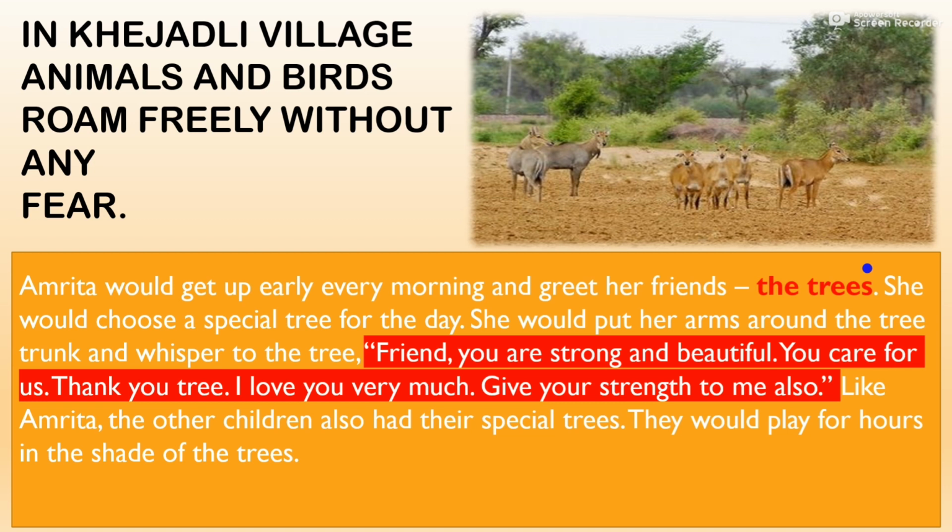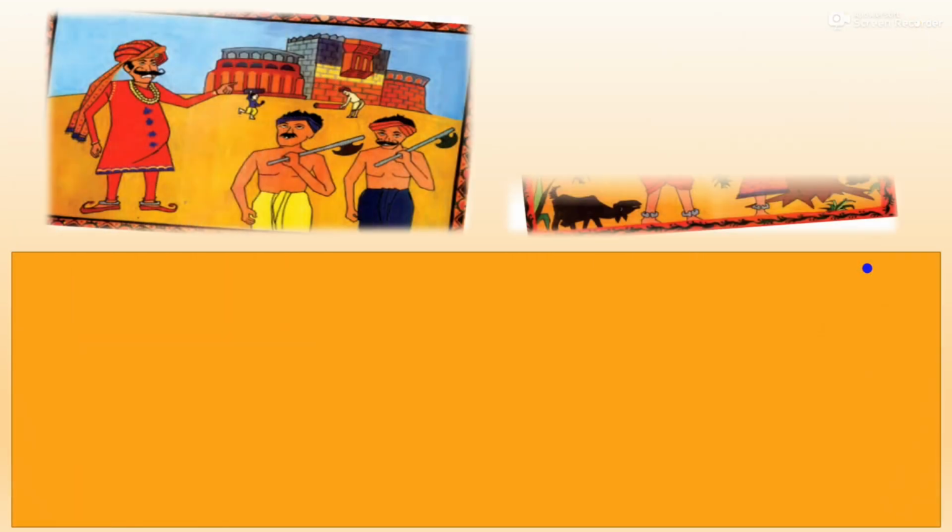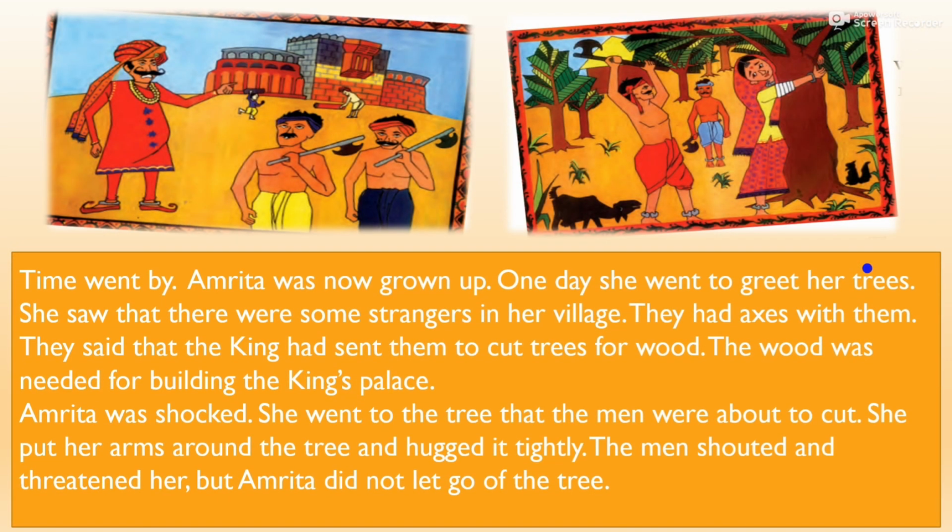So they like to play in the shade of the Khejri trees. Here you can see Amrita is hugging the tree and they are playing. Amrita and her friends are playing under the Khejri trees. Now, what happens next? Time went by, time passed. Amrita was now grown up.